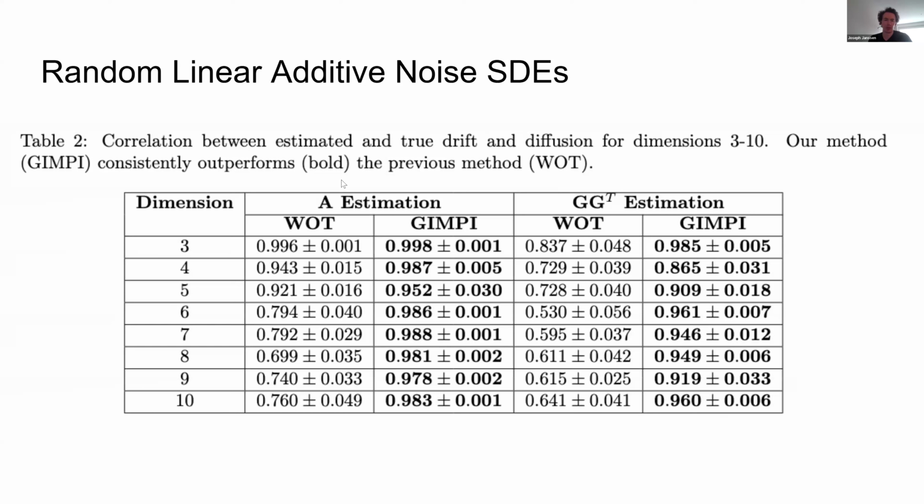We also measured the correlation between the ground truth parameters and our estimates of the parameters. We can see here that GIMPy does really well, with a correlation of 0.98 even in the 10-dimensional setting, and also extremely well when estimating GG transpose.